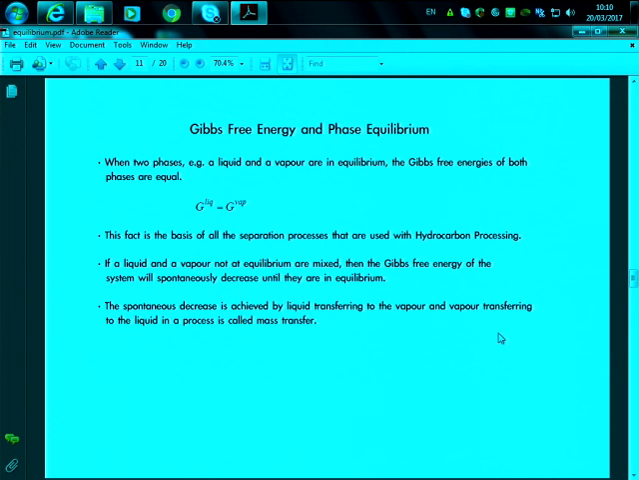In this case, the spontaneous decrease is achieved by liquid transferring to the vapor and vapor transferring to the liquid in a process called mass transfer. So, again, if we have a multi-phase flow, we can have mass transfer processes occurring in the system, all of them changing the liquid fraction and the vapor fraction at different equilibrium conditions according to how the temperature and pressure are changing in the pipeline of the system, right?